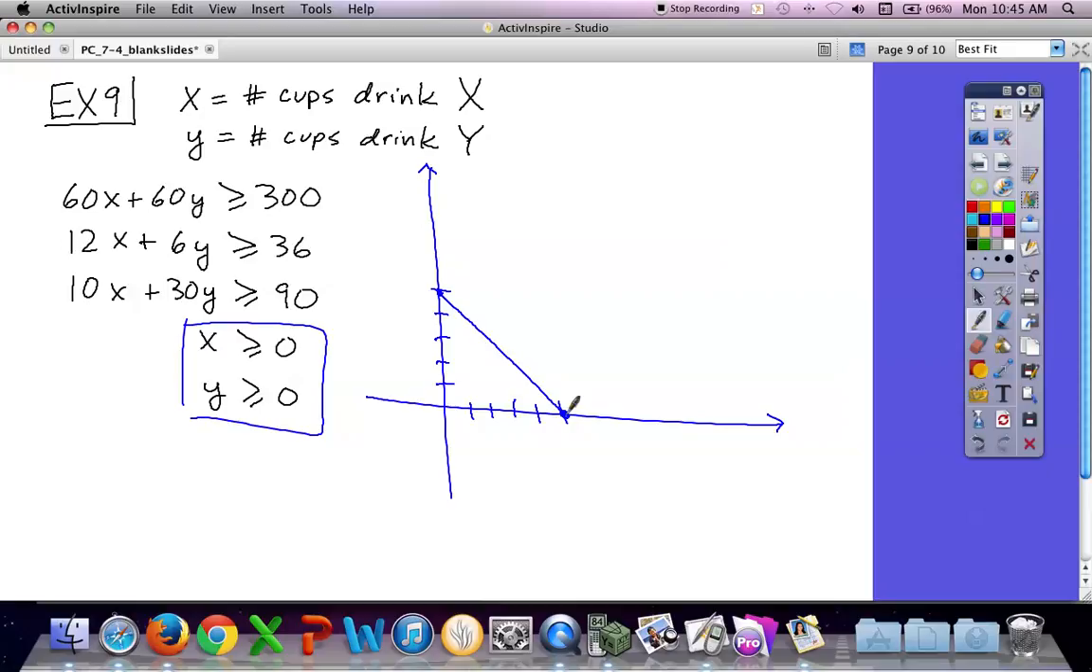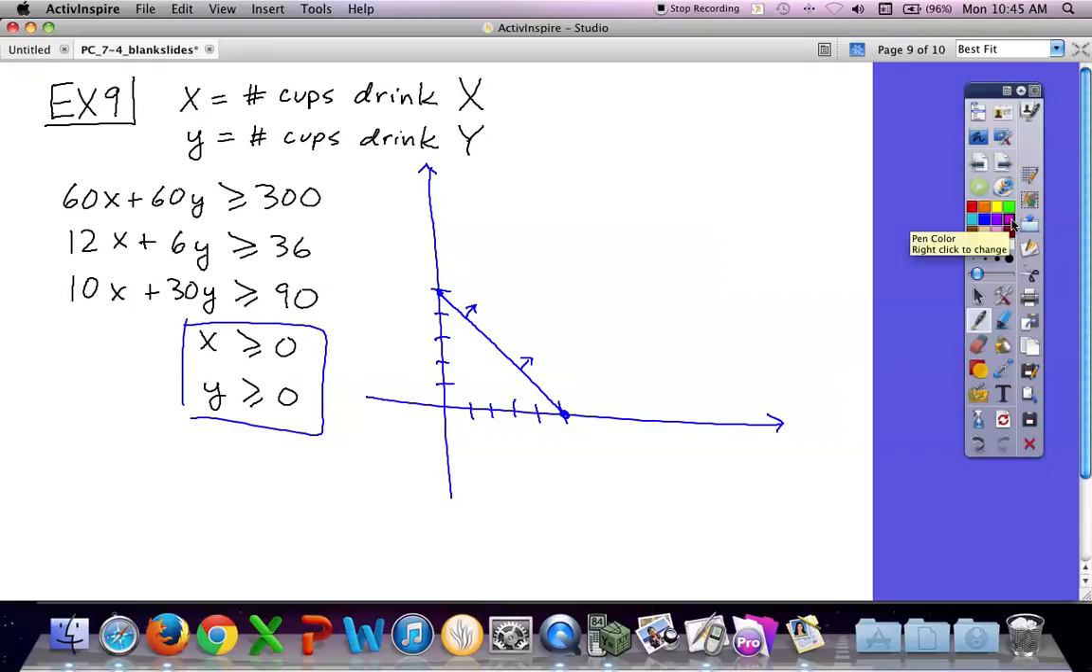Test a point. Again, let's test the origin since that makes calculations easier. If I put in 0 and 0, then I've got 0 is greater than or equal to 300. That's false. So which side of that line am I going to shade? Not the side that has 0, 0. You're going to shade the other side. Okay, let's do the same thing for the next line. I'm going to change colors so we can see.